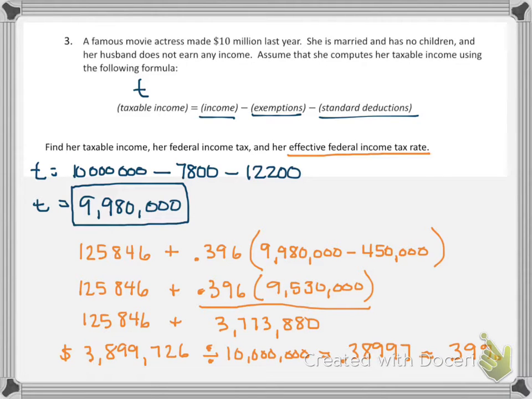She gets to keep 61% of the money she earns. She has to give the rest of it to the government. It's a lot of money.